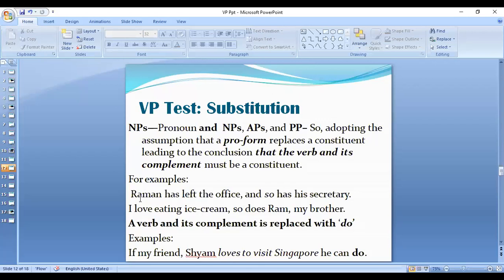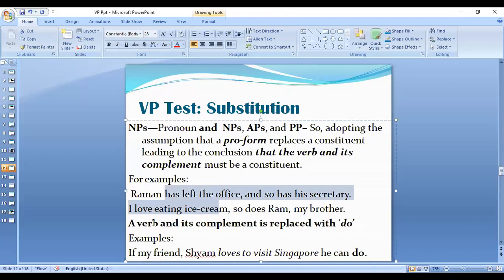For example, Raman has left the office. Here, has left the office is part of the verb phrase. So we can say, so has his secretary. Here, the action of leaving the office is replaced by so. So we can say that this is a verb phrase.